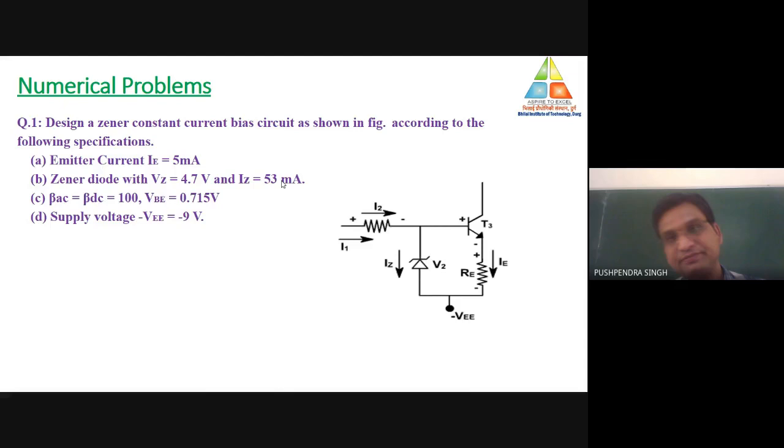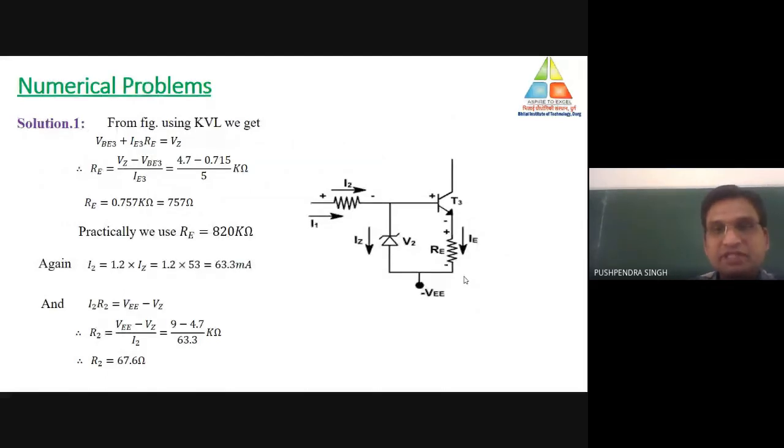So with the help of this circuit, what do we need to design? For the designing purpose, we need to calculate the value of this resistance R2 and the value of this resistance R3. Whenever someone tells you to design any circuit, that means you need to calculate the values of different parameters by which you can design that circuit. So this is the solution.